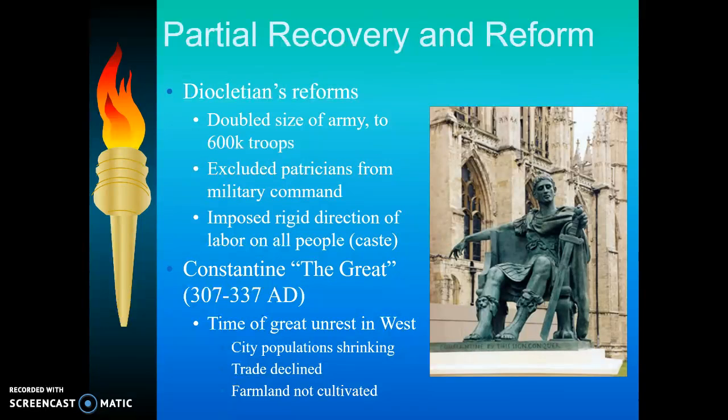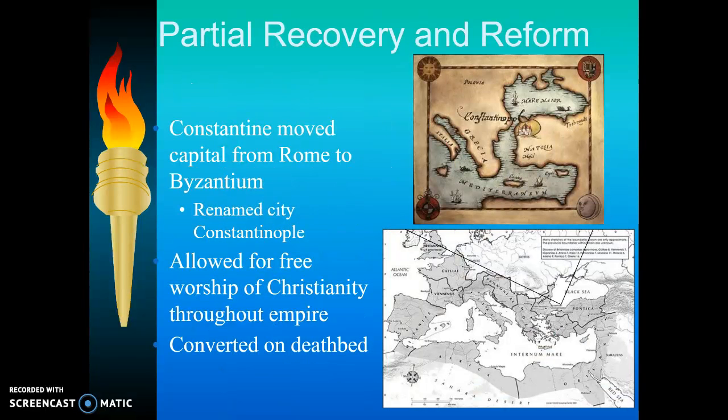Constantine saw a period where the Roman Empire was collapsing. City populations were shrinking, trade was declining, farmland was going to waste. He moved the capital from Rome to Byzantium, renaming the city Constantinople. And here's Byzantium, what became Constantinople, now modern-day Istanbul. He also allowed for the worship of Christianity throughout the empire, and in fact converted to the religion on his deathbed.